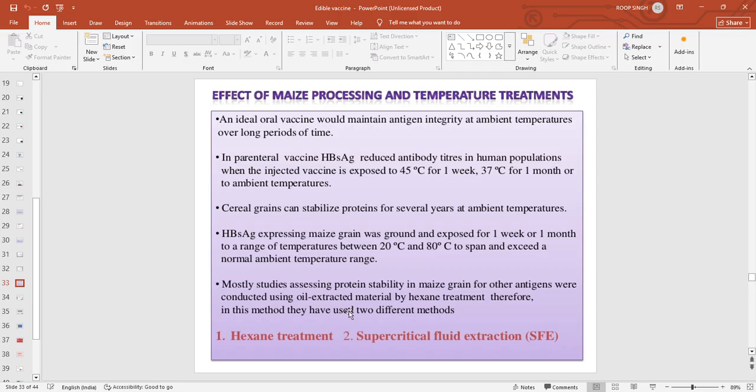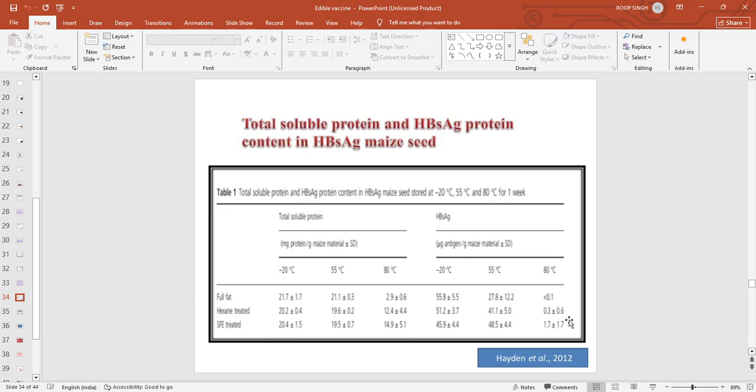Most assessments of protein stability in maize grain for other antigens were conducted using oil extraction by hexane treatment. In this method, they used two different methods: hexane treatment and a supercritical fluid extraction method. So they used different methods for checking the protein stability.